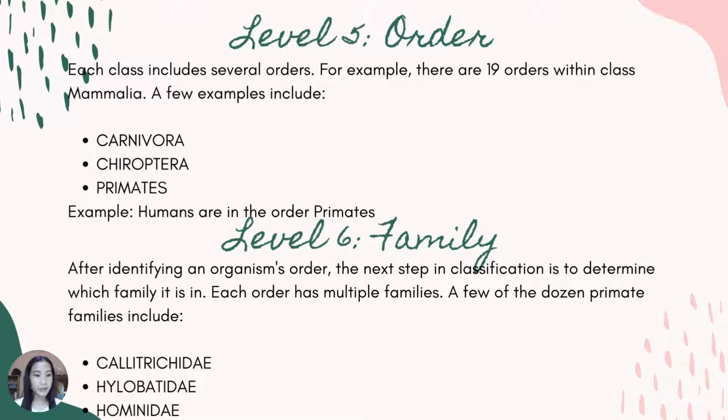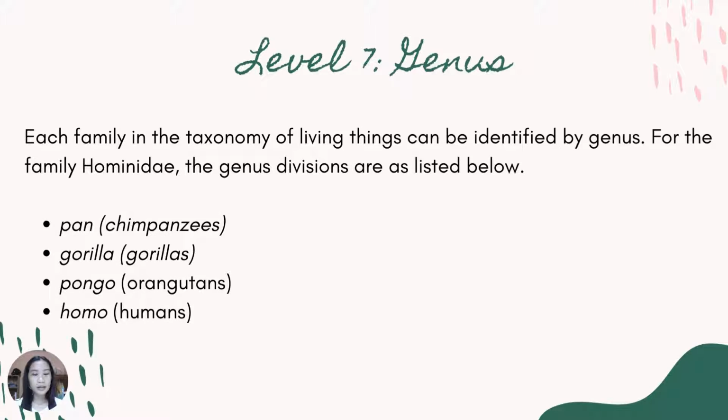Level 6. Family. After identifying an organism's order, the next step in classification is to determine which family it is in. Each order has multiple families. A few of the dozen primate families include the Callitrichidae, Hylobatidae, and Hominidae. Level 7. The genus. Each family in the taxonomy of living things can be identified by genus. For the family Hominidae, the genus divisions are as listed below: the Pan, Gorilla, the Pongo, and Homo.